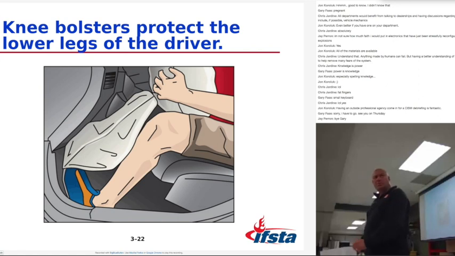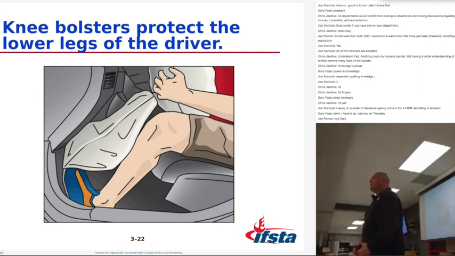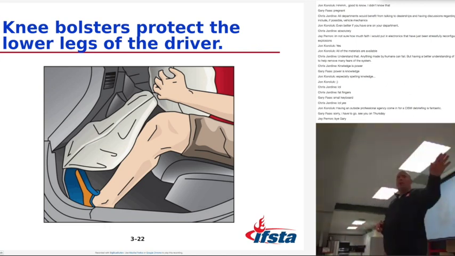Knee bolsters protect the lower legs of the driver. Again, this is in supplement to crumple zones. As a vehicle crumples, it sends out airbags so that when your knees come forward, it gets a cushion and then it deflates, okay? Remember, this is all within seconds. If your head's down there, you've got other issues. I shouldn't see any rescuer down there. Who could be down there?